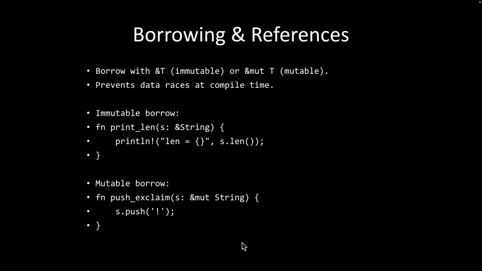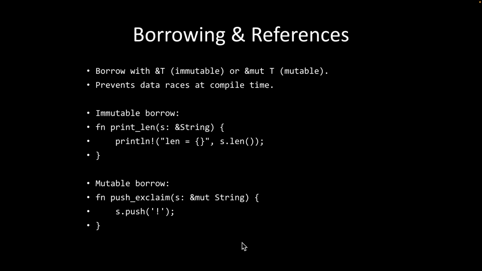Let's consider the example of an immutable borrow. The println function is taking a parameter of an owned string, and then it is trying to print the length of the string. If you look at the parameter for println, there is an &String. That indicates that this function is taking an immutable reference to an owned string.